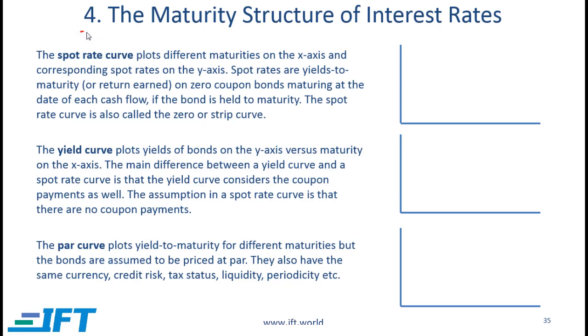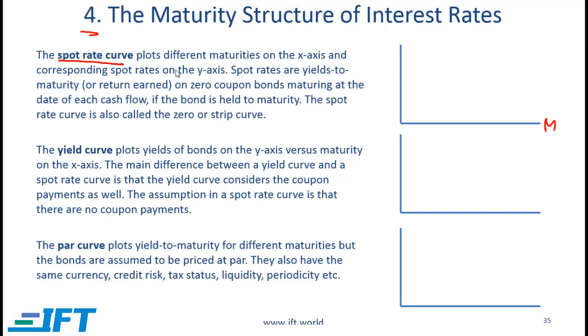We now come to section 4, which is the maturity structure of interest rates. In this context, we need to understand the spot rate curve, the yield curve, and the par curve. But let's make sure we understand the fundamental point. The fundamental point is this, that we can plot maturities on the x-axis, and what we do on the y-axis is look at some form of interest rate or some rate.